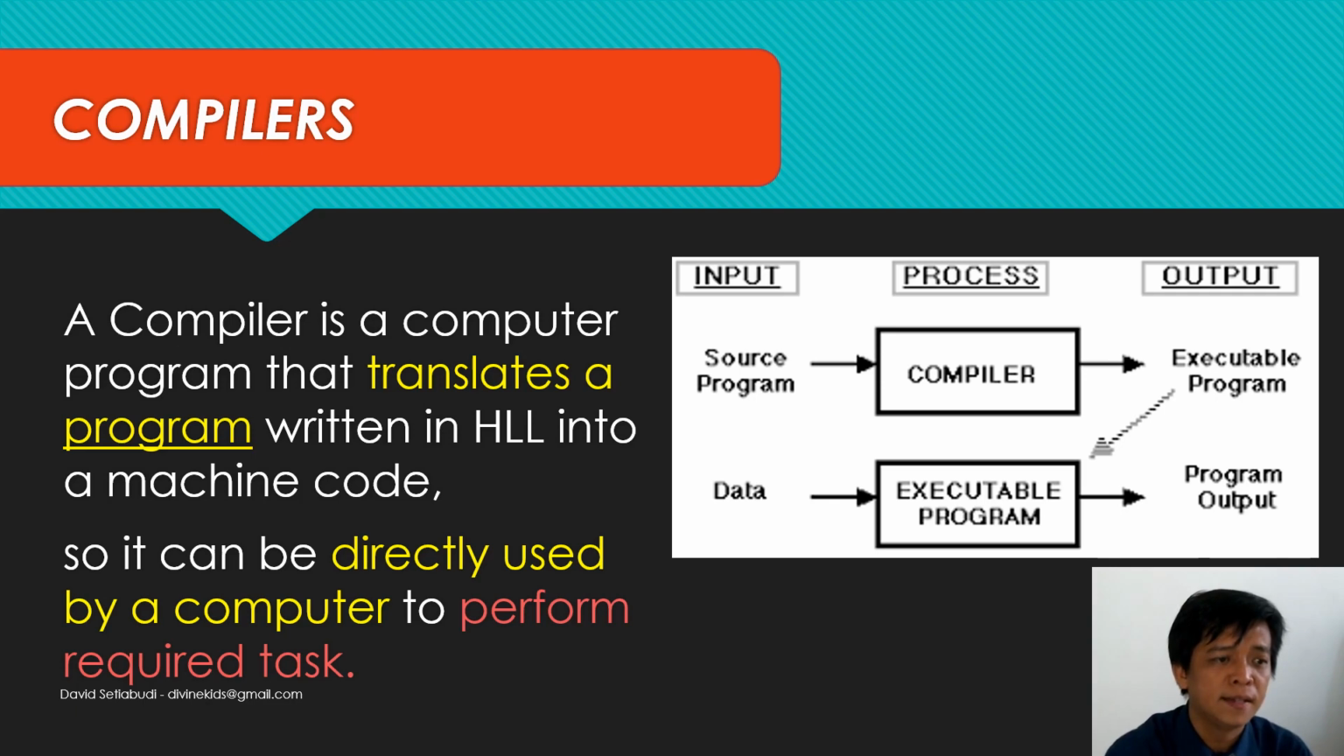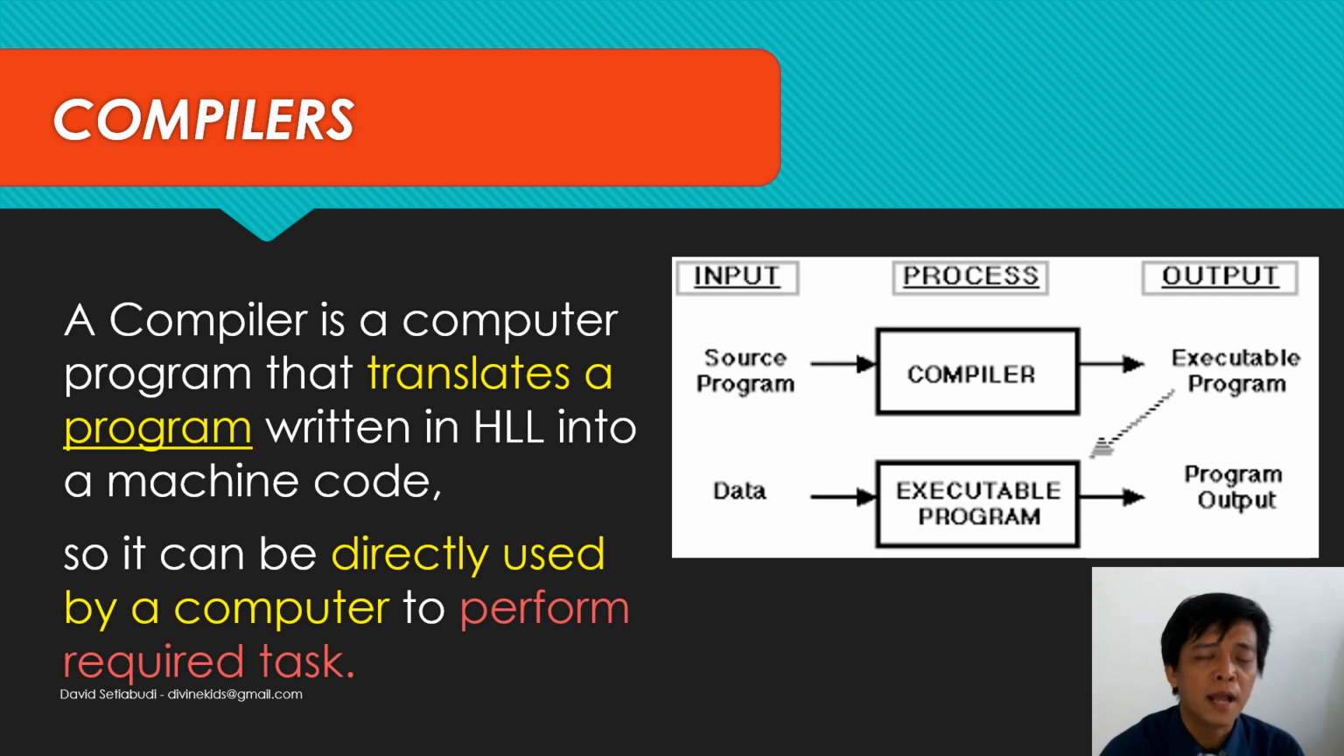A compiler is a computer program that translates a program, not just a sentence or not just a statement. Interpreters translate a statement, then execute it, and then go to another statement. But a compiler is a computer program that translates a program written in high-level language into machine code. So you write down a lot of statements, then all of it becomes machine code, so it can be directly used by a computer to perform a required task.